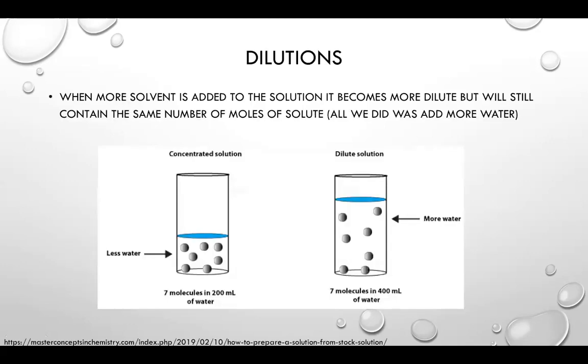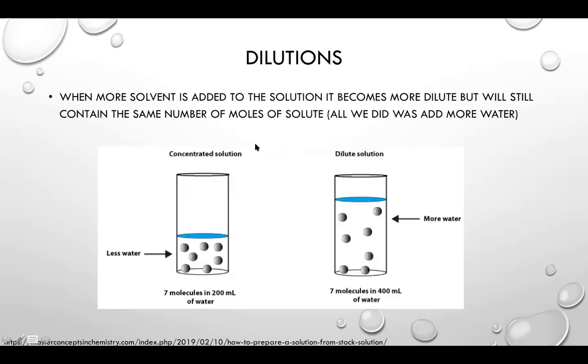So now we need to talk about dilutions, and what are they exactly? Dilutions occur when more solvent is added to the solution. Therefore it makes it more dilute, but it will still contain the same number of moles of solute, because all we did was add more water. We didn't add any more solute.